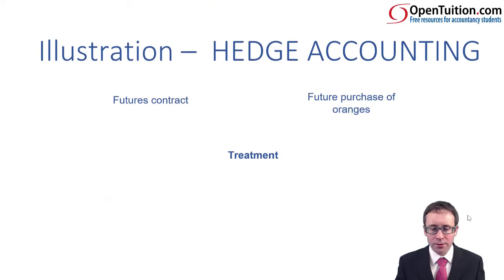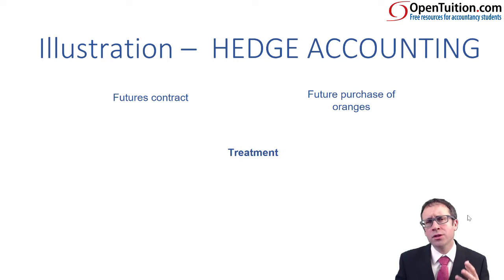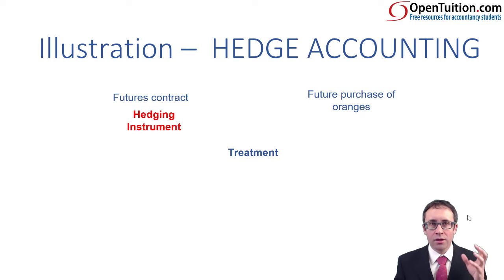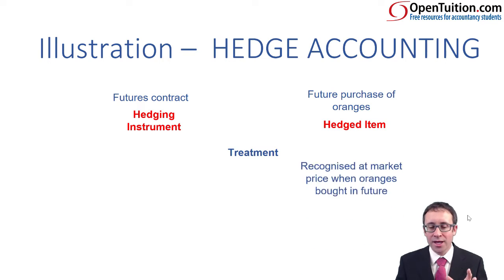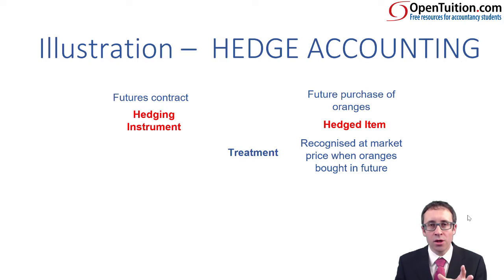Okay, so what happens? Well, look, we are now going to look at it as hedge accounting. So we have a futures contract and the future purchase of oranges, don't we? The futures contract is the hedging instrument. It's important that you identify that in an exam question. The future purchase of oranges is the hedged item. And within hedge accounting for a cash flow hedge of a hedging instrument and a hedged item, you need to know the rules. For the item, you just recognize it when it is bought at some point in the future.